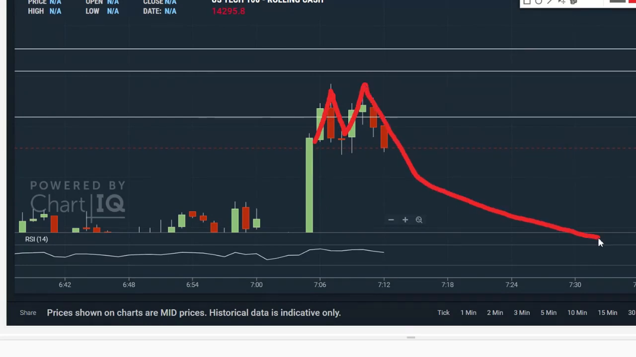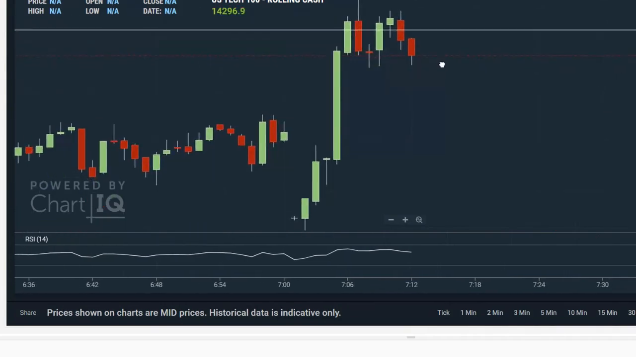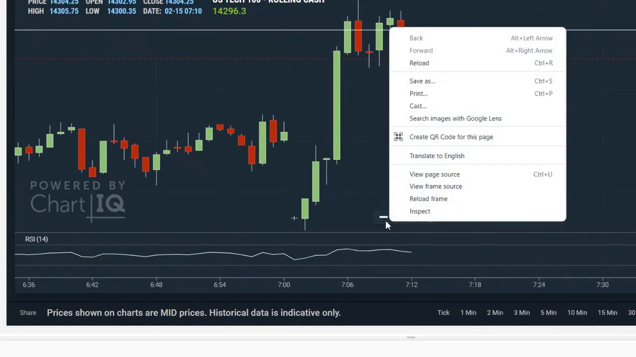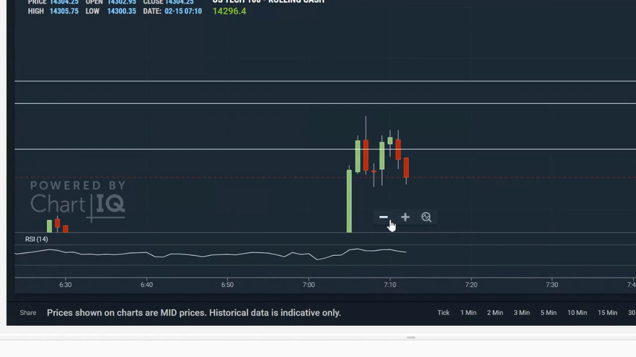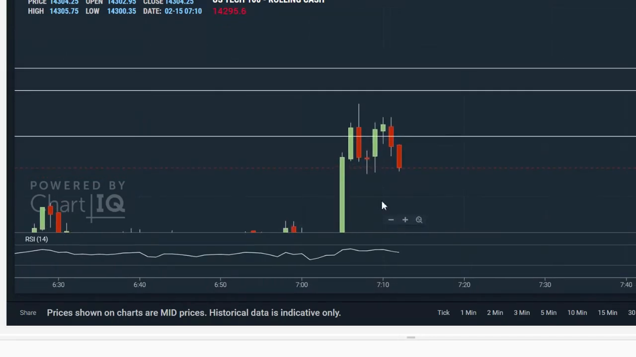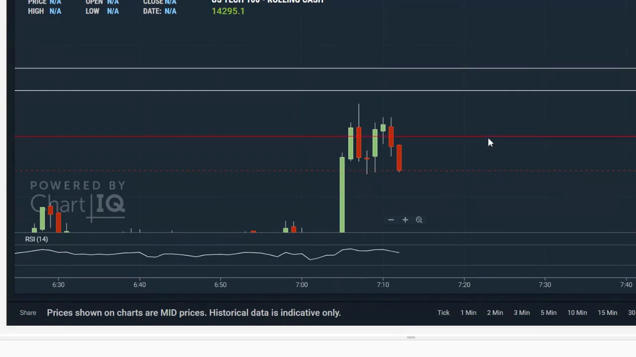So now I can guarantee it's going to drop. All right? Because traders are looking at this and they're saying, well, it failed twice. That means nobody's buying it. It's going to drop. And here we go, guys. Once this is broken, this thing will drop.